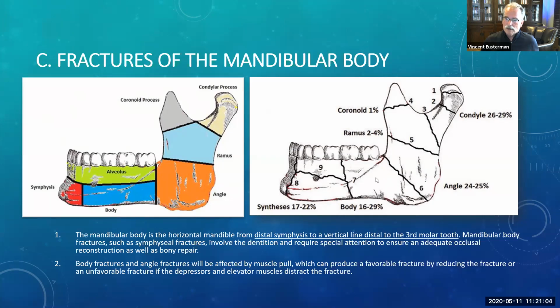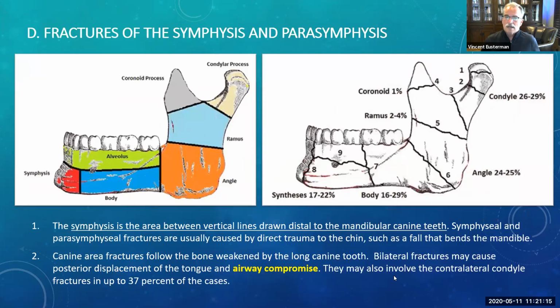Bodies are a little bit more difficult to access and treat, and we're going to talk just a little bit about access in just a second. So next is symphyseal and parasymphyseal. This is the symphysis region. It's behind the canine. The fractures right in the midline are called symphyseal fractures, and anything that's paramidline in front of the bicuspid is going to be called parasymphyseal.